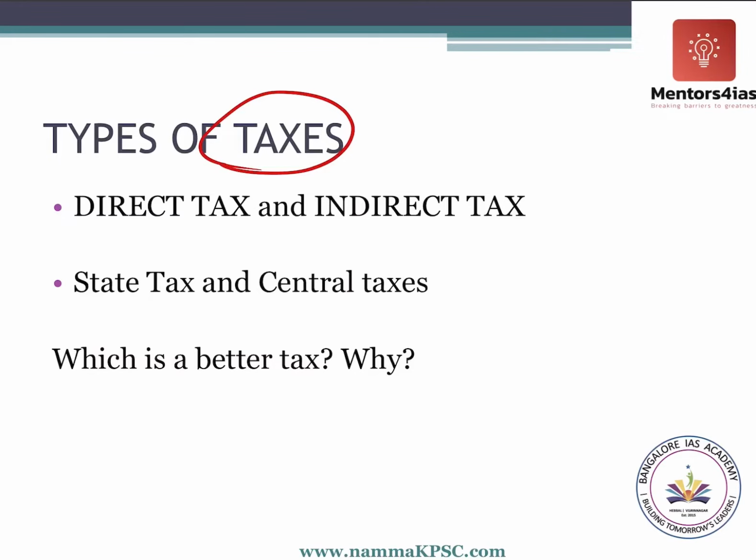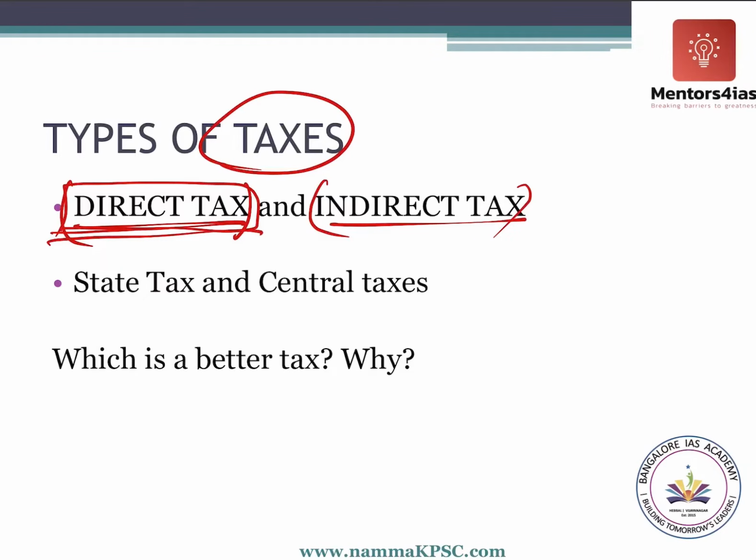One way of classifying taxes is direct tax and indirect taxes. What is this direct tax? What is this indirect tax? Let's try to understand. Direct tax is where the tax is levied on an individual and is collected from the same individual. That means when the tax burden cannot be shifted, it is known as direct tax. When the tax burden can be shifted, that is, it is levied on a person but it is shifted to somebody else, it is known as indirect tax.